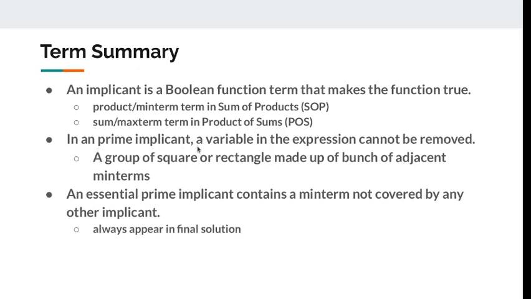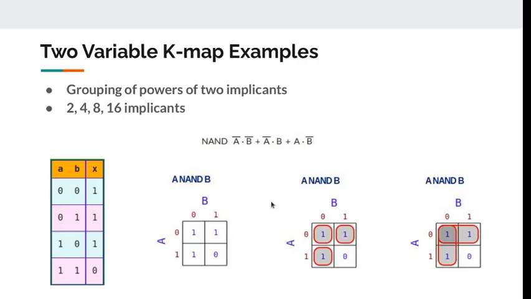So a prime implicant is a variable that cannot be removed. It's the representation of the function. It's any group of squares or rectangles. So when we group here, this is a prime implicant. This is an implicant, all of them, but this is a prime implicant. This has to be in the final equation to be true.